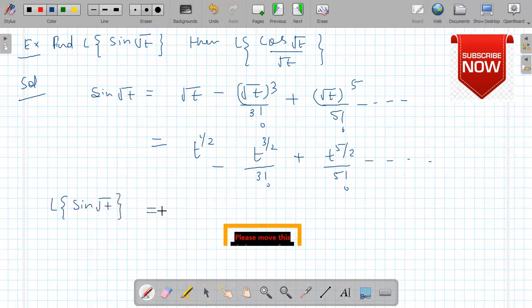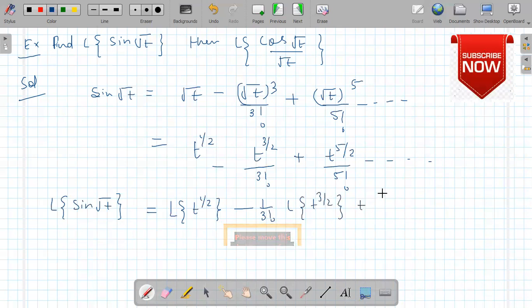So this is equal to Laplace of t raised to power half minus 1 upon 3 factorial into Laplace of t raised to power 3 by 2 plus 1 upon 5 factorial into Laplace of t raised to power 5 by 2, and so on.